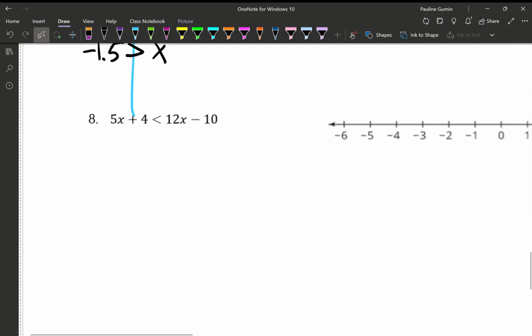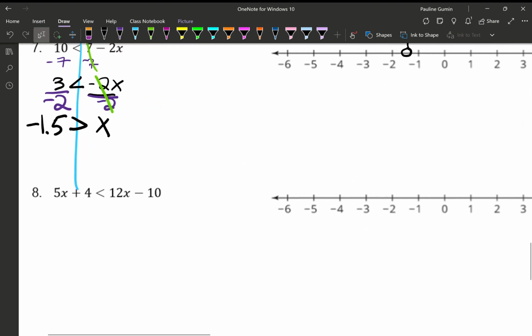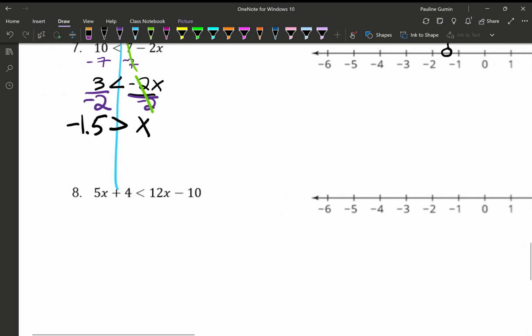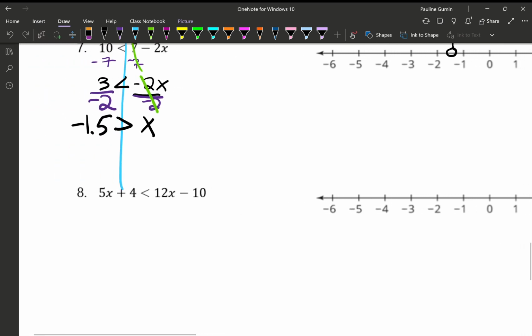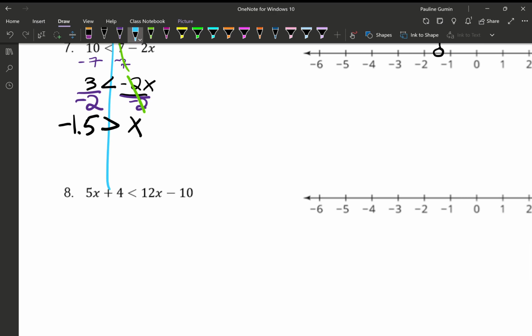Lastly, let's take a look at number 8. Ooh, we got x's on both sides. That's a funky one. But you know what? It's no different than equations that we've been solving like this. I'm going to subtract 12x from both sides, because I feel like it this time. All right, 5x minus 12x is negative 7x, plus 4 is less than negative 10.